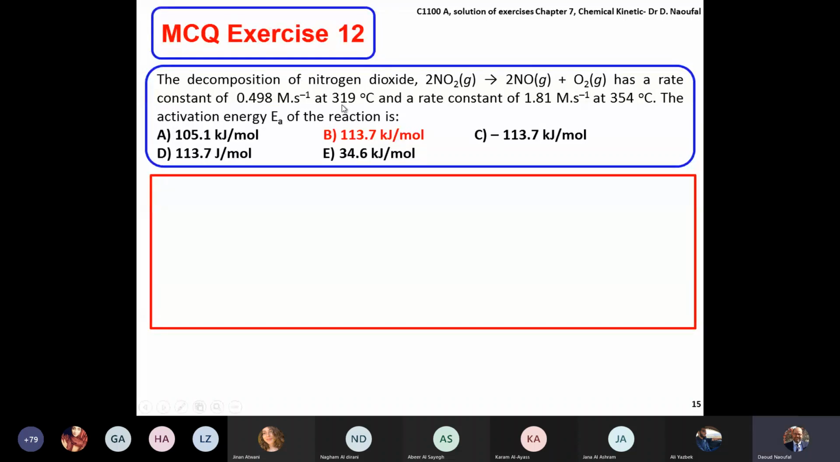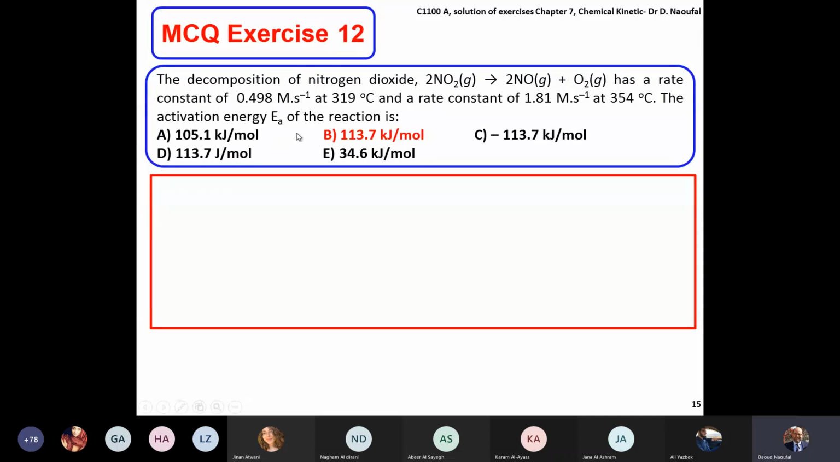Look, when temperature increases, the rate constant increases. This is a specific characteristic of the rate constant. So this is the variation of the rate constant as a function of the temperature. I can deduce the order of this reaction, since the unit is M^-1 s^-1, so the order of the reaction is 2.